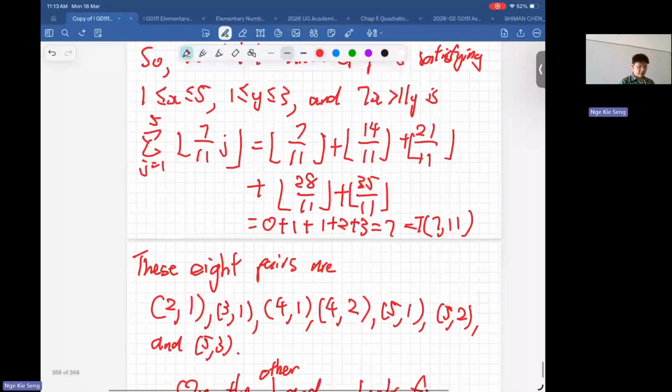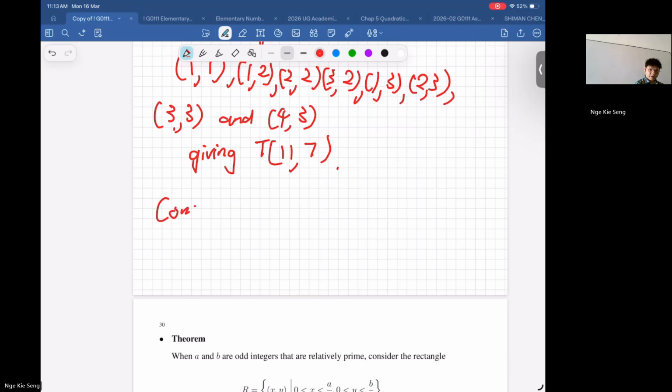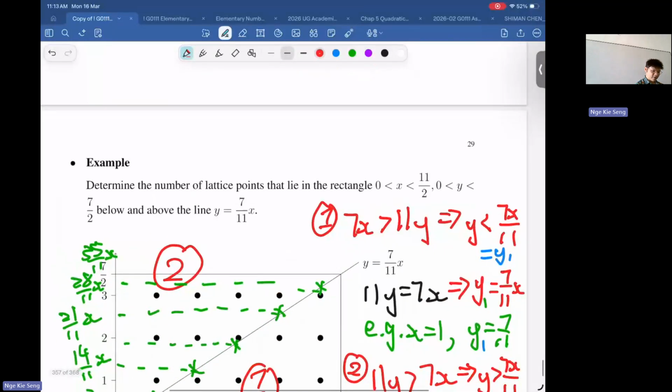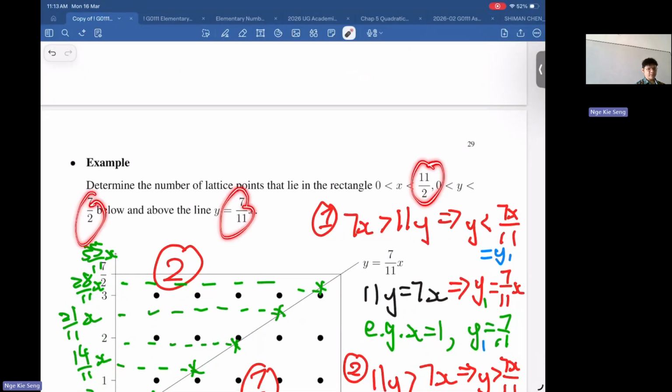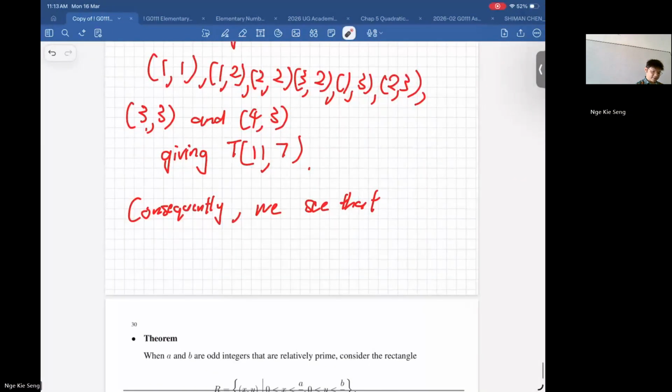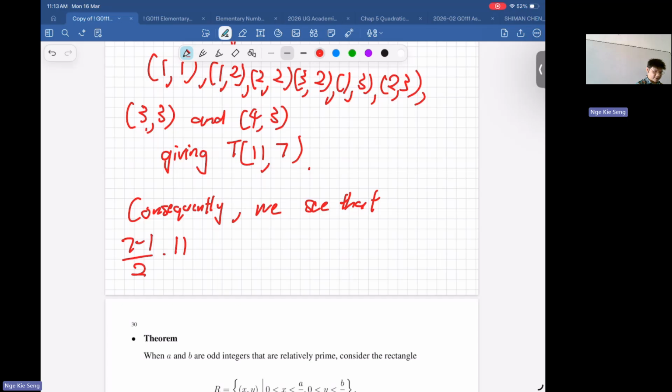Consequently, what we see is, just now, did you notice why these two numbers occur here? What you notice is, on one side, we can have 7 minus 1 over 2 times 11 minus 1 over 2. This is like the power appearing in the quadratic law of reciprocity, right? So this number here is 3 times 5, which is 15.